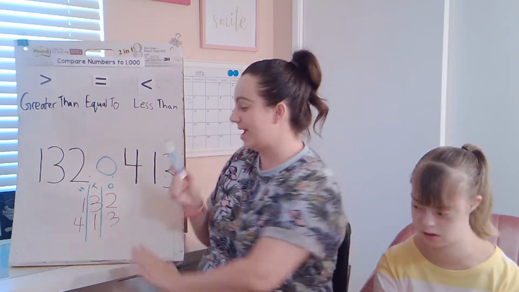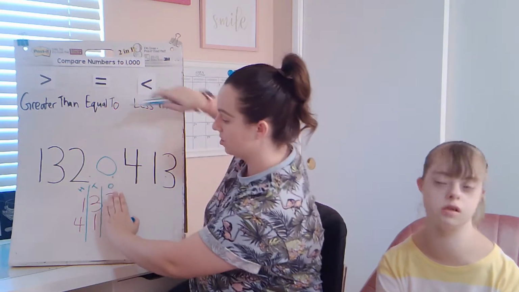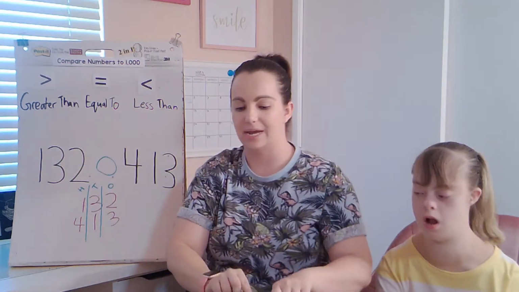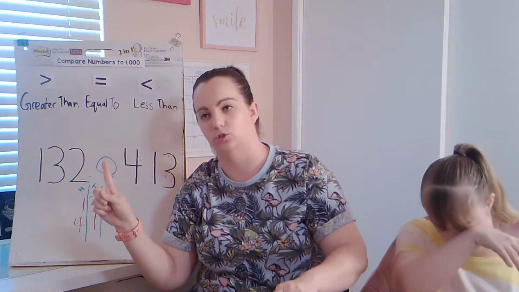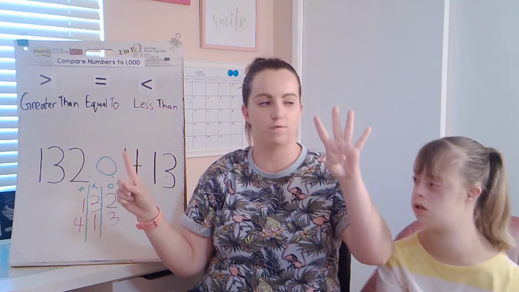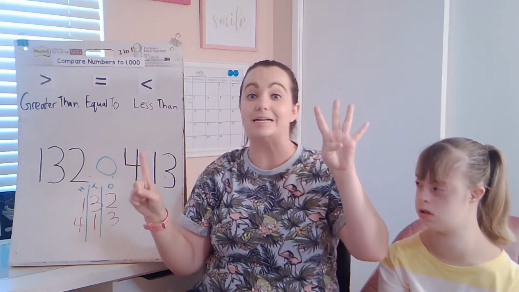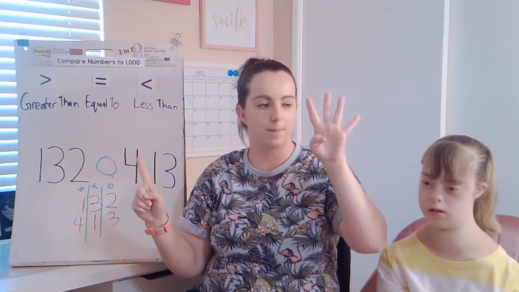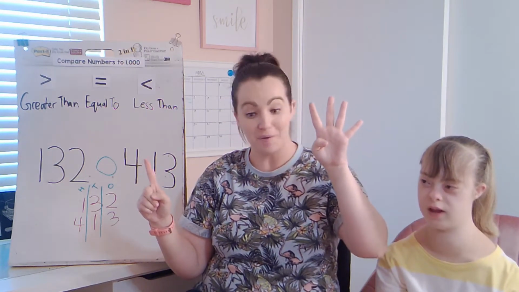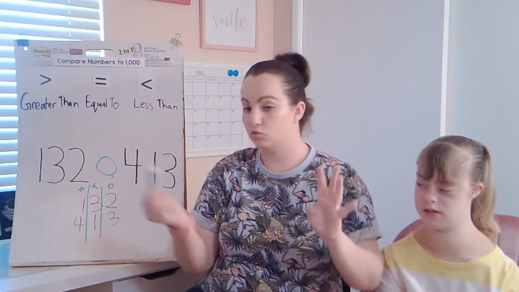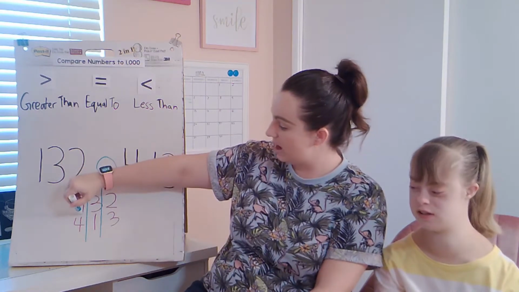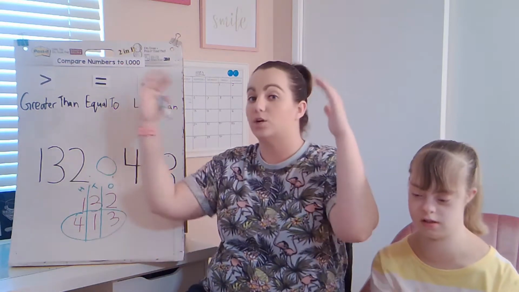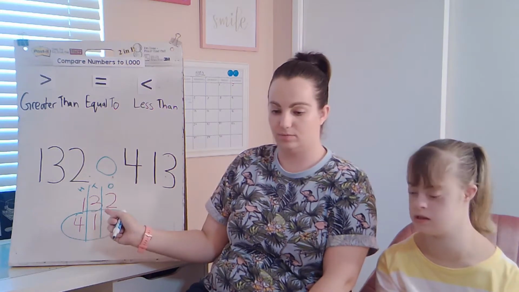We need to look at just the hundreds and compare the 1 and the 4. Looking at just 1 for 100 and 4 for 400, what's the bigger or greater number? 1 or 4? What's the bigger number? 4. Good work, Kaylee. Yes. So right there, we know that 413 is bigger than 132.